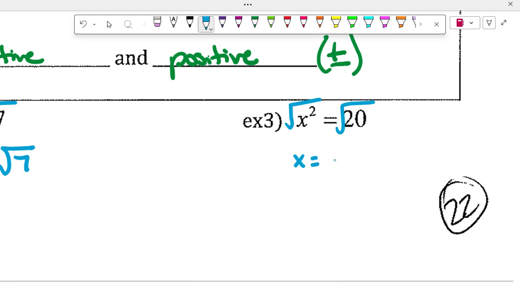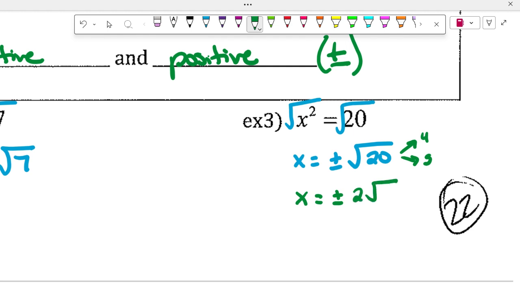So x is equal to plus or minus the square root of 20. However, what can I do with the 20? You can simplify it. So what are the two factors where one's a perfect square? 4 and 5. So x would be equal to plus or minus what? 2 square root 5. Square root of 4 is 2, and the 5 stays under the square root.